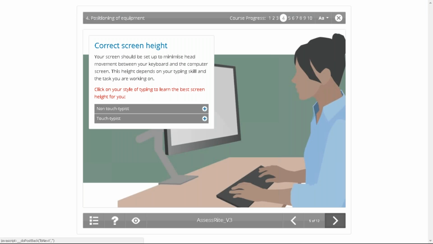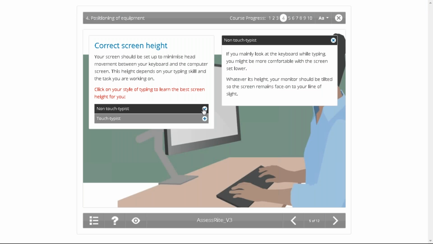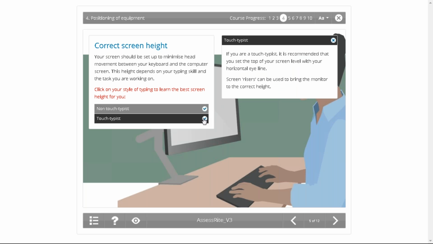The correct screen height. Your screen should be set up to minimize head movement between your keyboard and the computer screen. This height depends on your typing skill and the task you're working on. If you're a non-touch typist, if you mainly look at the keyboard whilst typing, this might be slightly more comfortable with the screen set lower. Whatever its height, your monitor should be tilted so the screen remains face on to your line of sight. If you're a touch typist, it's recommended that you set the top of your screen level with your horizontal eye line. Screen risers can be used to bring the monitor up to the correct height.